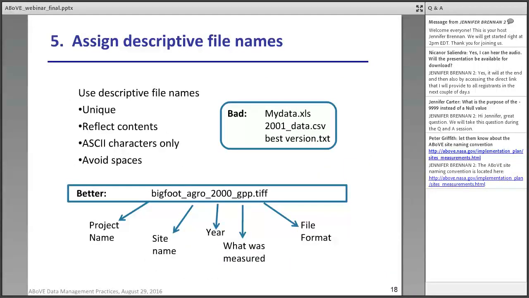So the next best practice is to assign descriptive file names. Good, descriptive file names should be unique, reflect their contents, use ASCII characters, and avoid special characters. On this slide, you see that mydata.xls is really a bad name because you can see nothing about its contents just by looking at the file name. A better name here contains the name of the project, a site name, what was measured, and when.